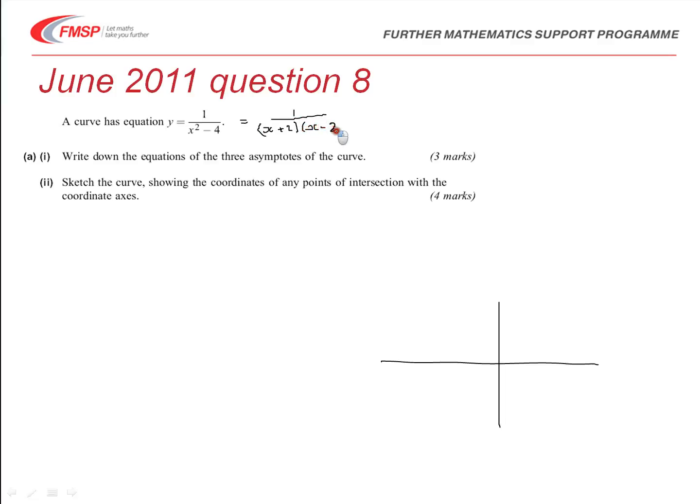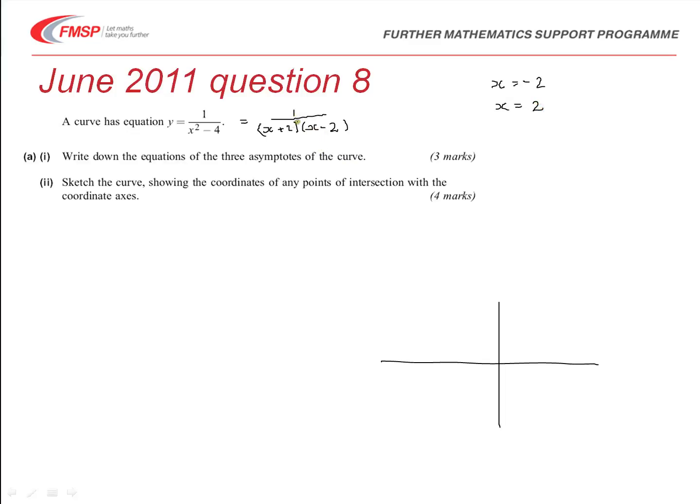And so we can see that if x is 2, this bracket would be 0, or if x is negative 2, this bracket would be 0, and so we'd have 1 divided by 0, which is not defined. So immediately we have two asymptotes, x equals minus 2 and x equals 2.